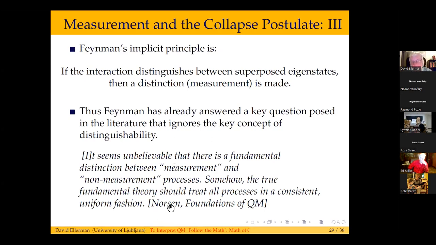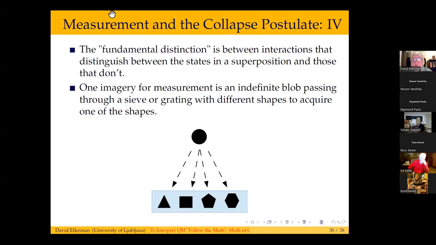So here's a quote from a recent book by Travis Norsen. It seems unbelievable. There's a fundamental distinction between measurement and non-measurement processes. This is von Neumann's type 1, type 2. Somehow the true fundamental theory should treat all processes in a consistent, uniform way. Well, that fundamental distinction, as Feynman pointed out, is whether the interaction distinguishes the eigenspaces in the superposition, or they go through the interaction without being distinguished, in which case no measurement takes place.